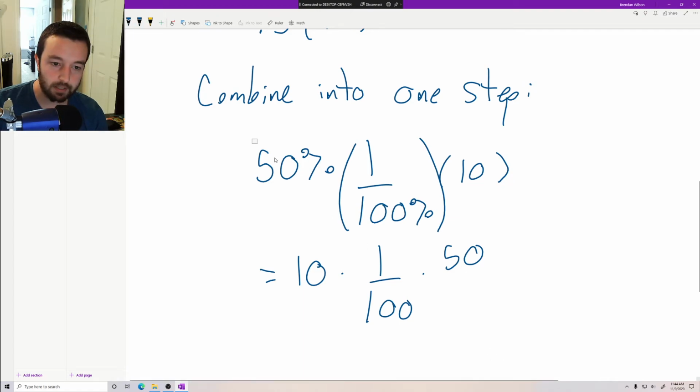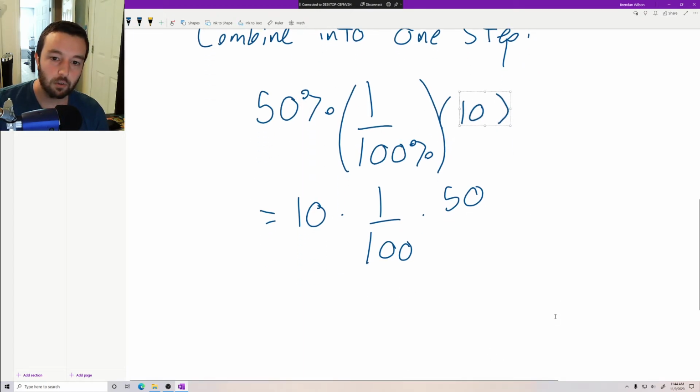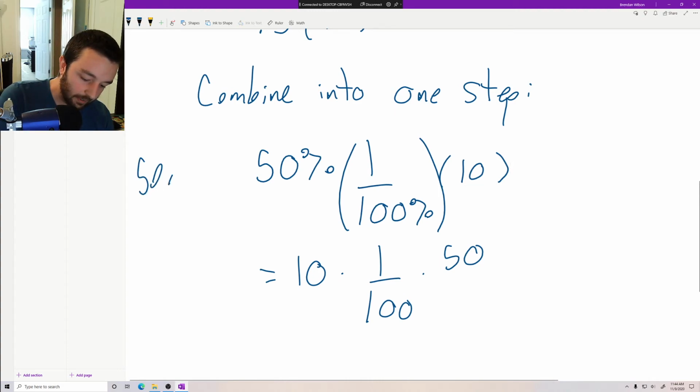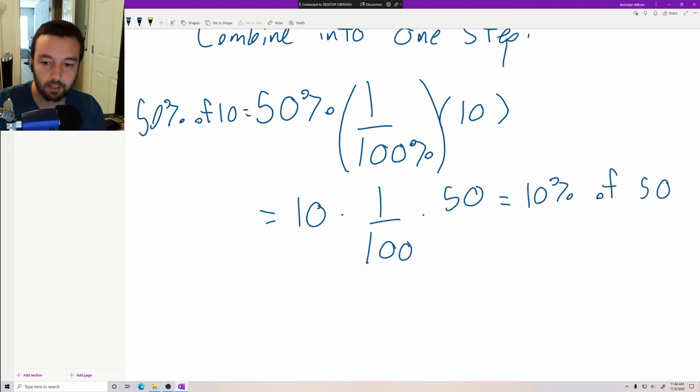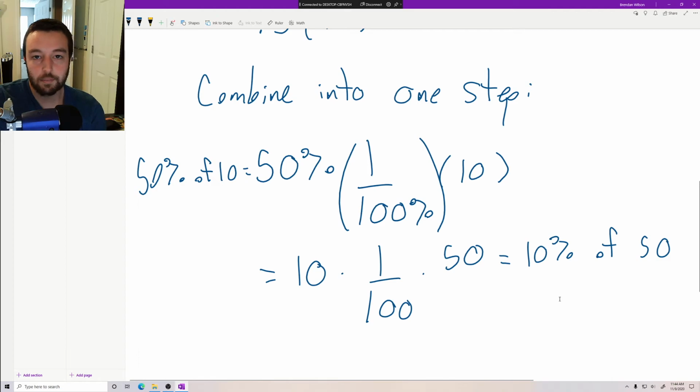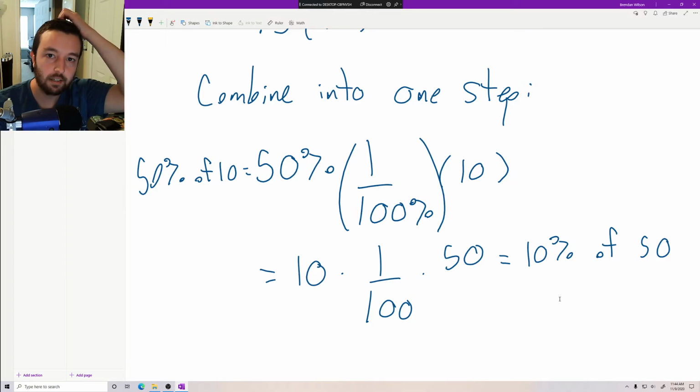Meaning I can swap the place of the 50 and the 10. Which means that 50% of 10, which is this, is the same thing as 10% of 50. So this is something people don't often really think about, but when you write it out like this, it should hopefully make sense. And it's a nice little trick that you can just swap the numbers around, because it's typically a lot easier to think about what's 50% of 10, because we know that's half, versus what's 10% of 50.